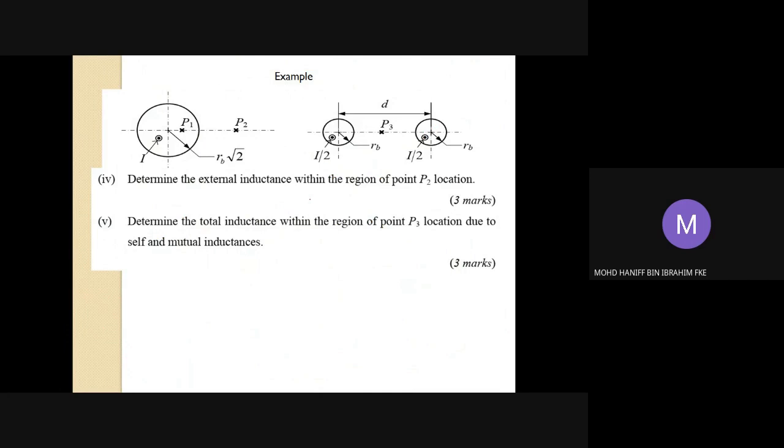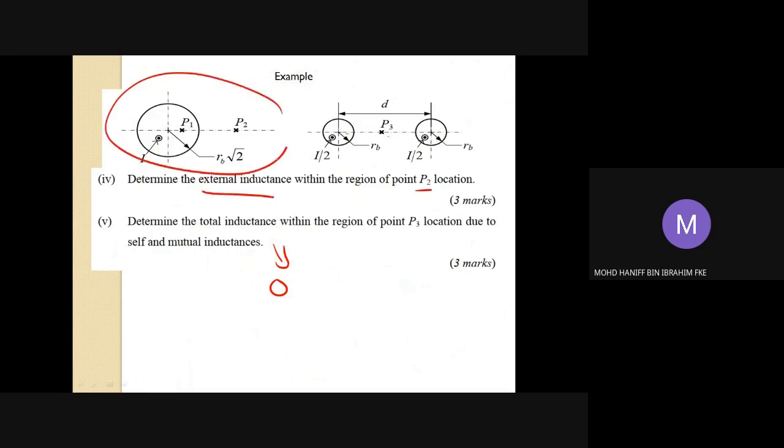Right, so this example, I won't be doing it. I think this can be done on your own because the concept is similar to what we have done before. Basically the answer for part 5 here should be 0, because this is to find the inductance at point P3 between the two conductors here. Note that the directions of the current are similar. So that's why the value of inductance is 0, because this is the argument that I mentioned in our example just now.